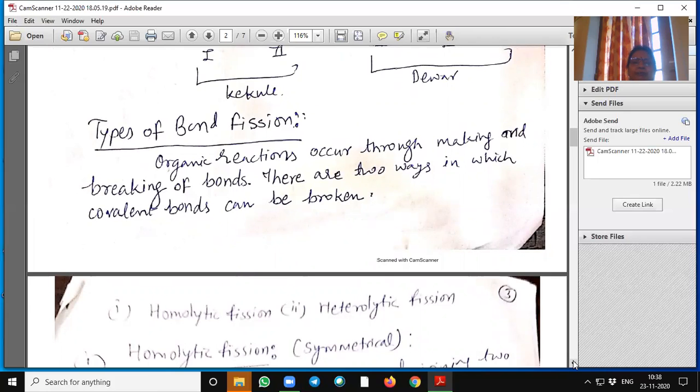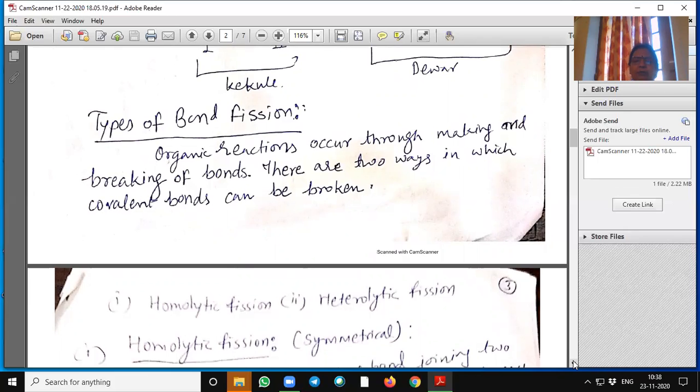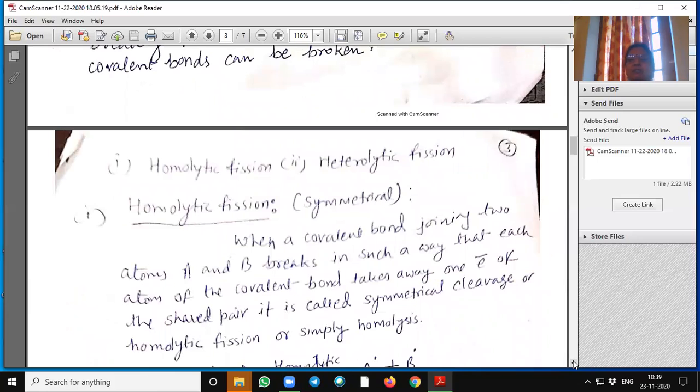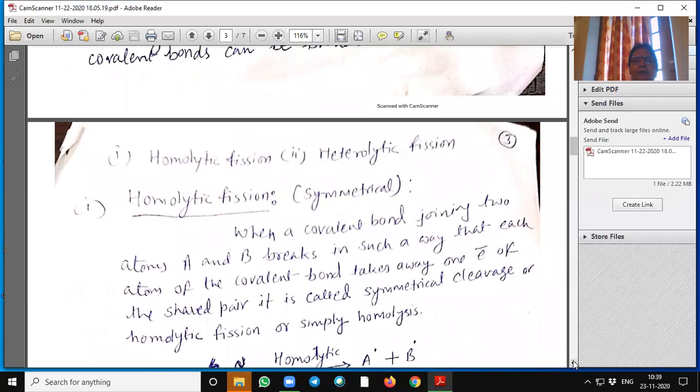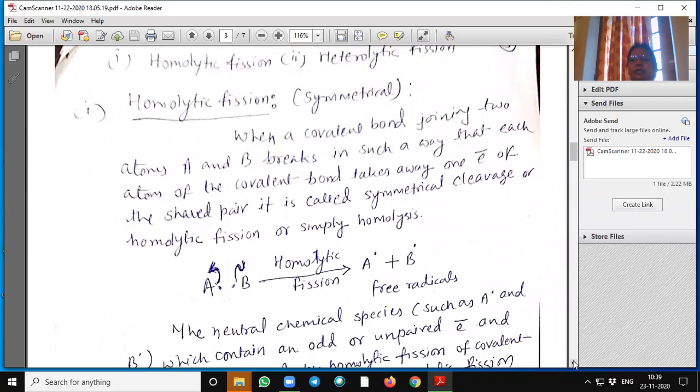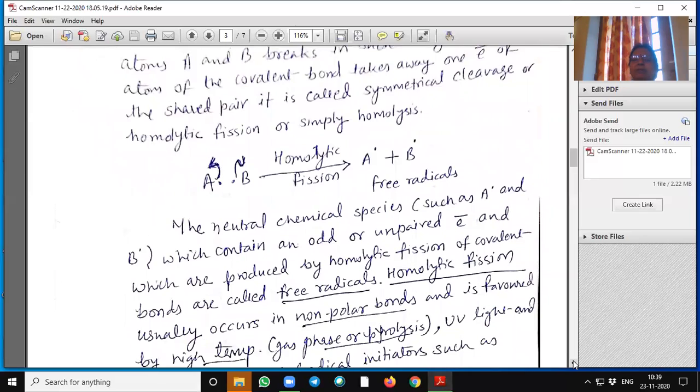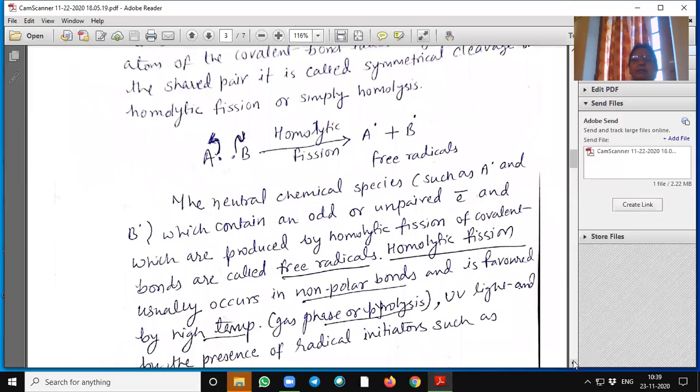Types of bond fission. Organic reactions occur through making and breaking of bonds. There are two ways in which covalent bonds can be broken: homolytic fission and heterolytic fission. Homolytic fission is symmetrical. When a covalent bond joining two atoms A and B breaks in such a way that each atom of the covalent bond takes away one electron of the shared pair, it is called symmetrical cleavage or homolytic fission or simply homolysis.